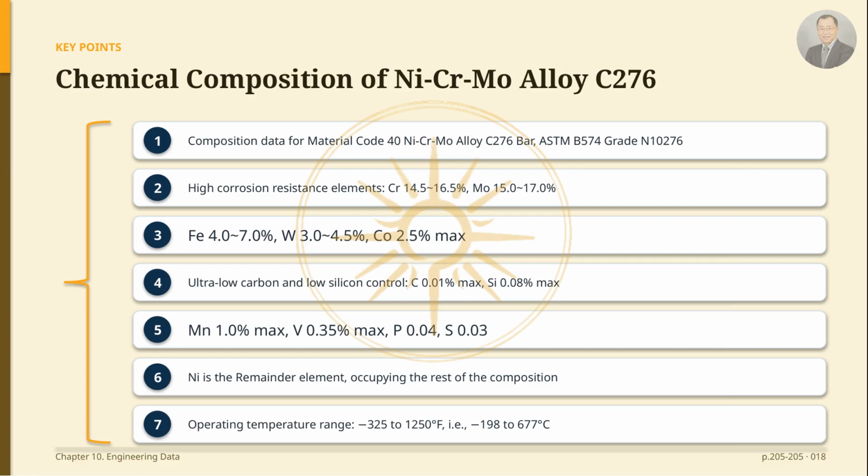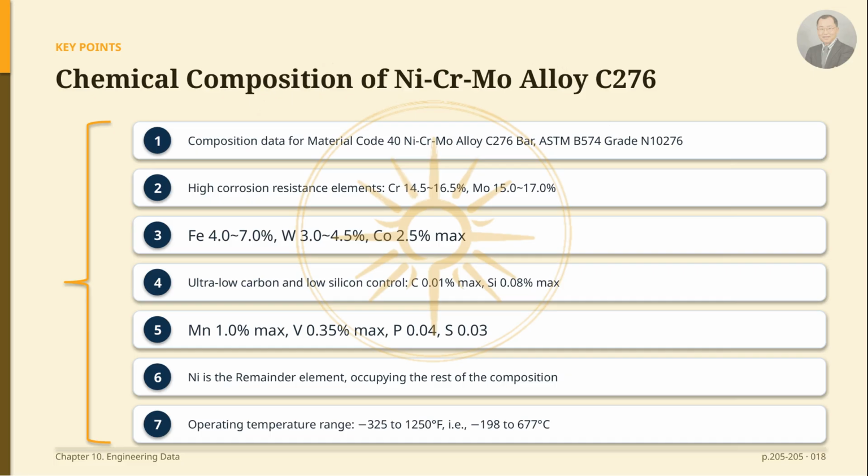Iron is 4.0 to 7.0%, tungsten is 3.0 to 4.5%, and cobalt is a maximum of 2.5%. It is an ultra-low carbon material with carbon at a maximum of 0.01% and silicon at a maximum of 0.08%, while manganese is a maximum of 1% and vanadium is a maximum of 0.35%. Phosphorus is 0.04, sulfur is 0.03, and nickel fills the remainder as the balance element.